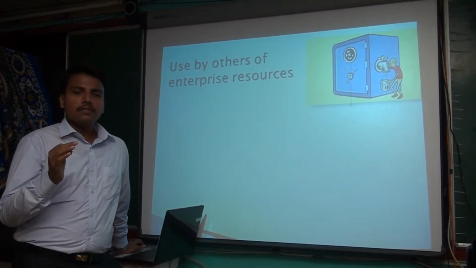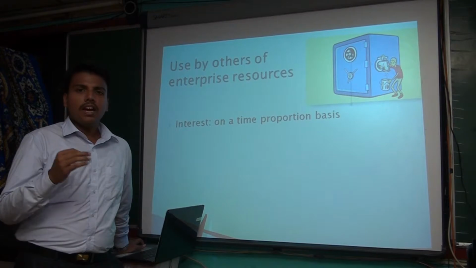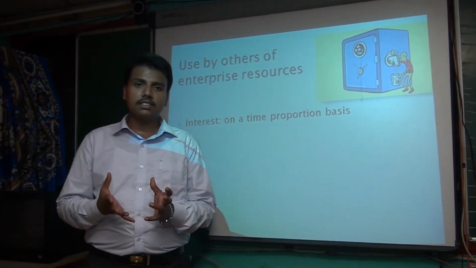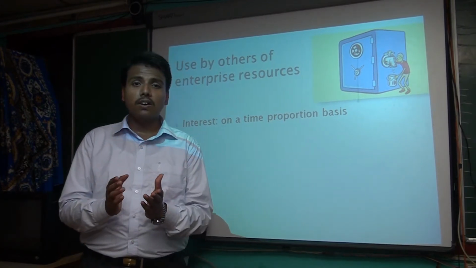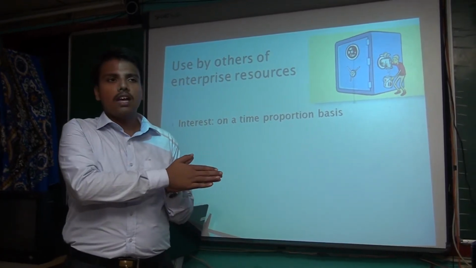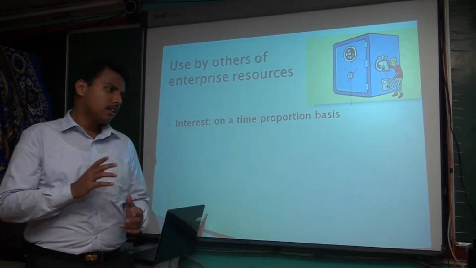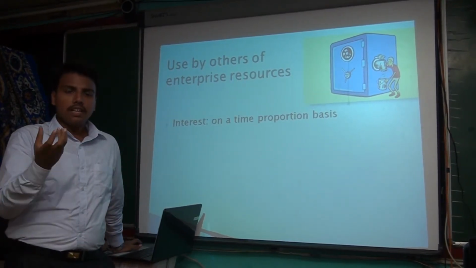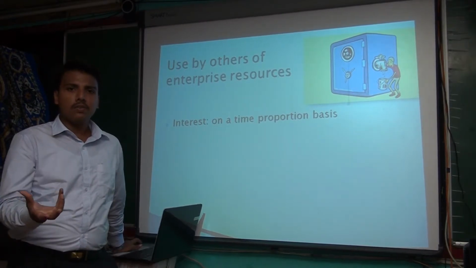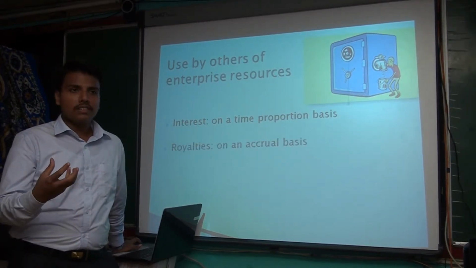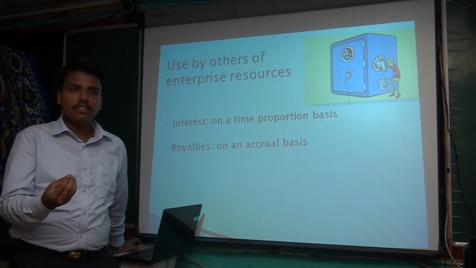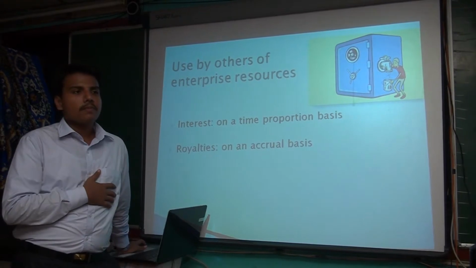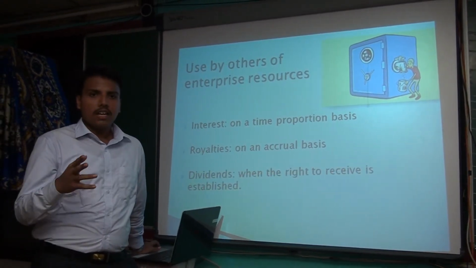The standard identifies three such cases. When others use the money of the entity, it earns interest. Interest should be recognized on a time proportion basis. The second one is royalties. When another entity uses our intellectual property, goodwill, etc., we earn royalties, and royalties are to be recognized on an accrual basis based on the agreement. The third one is dividends.